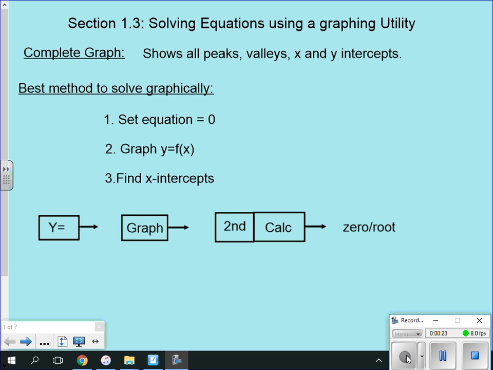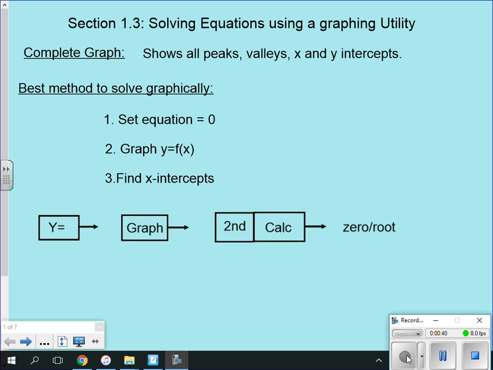Your first step when you're solving it graphically: set the equation equal to 0. If it's not equal to 0, you want to make it equal to 0. Okay, that's what you want to do. If it's not, do so. That's your first step. And then graph y equals f of x, find the x-intercepts.